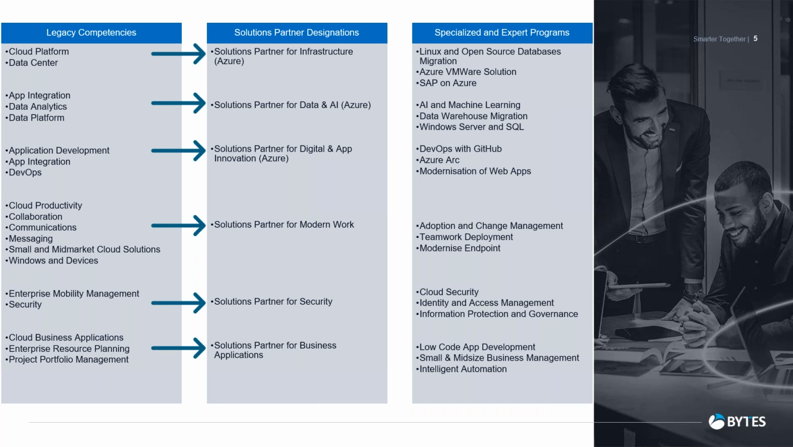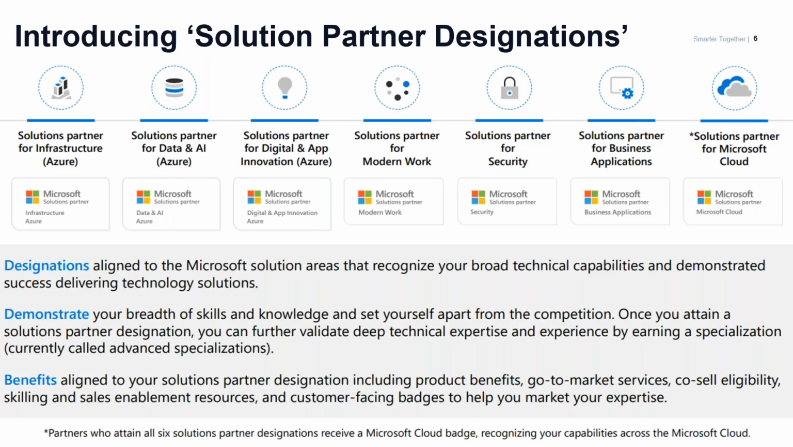And what will happen, if you go back to the previous page we were on, where it says infrastructure Azure solutions partner, there'll be a grey bit underneath it. It's a grey background with white writing, and it will say Azure VMware specialist. So it is quite good to highlight not only that you have the solution partner designation in Azure, but that you specialized in that particular area.